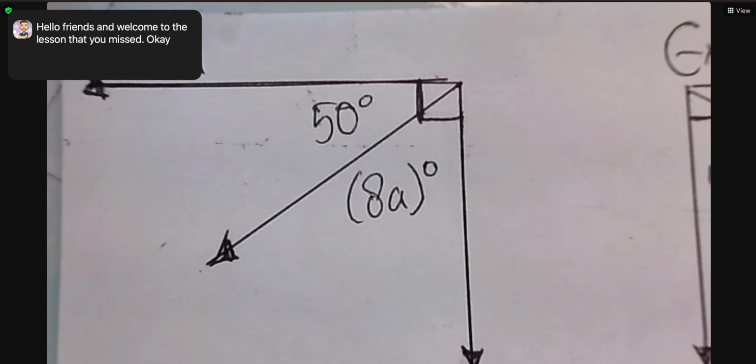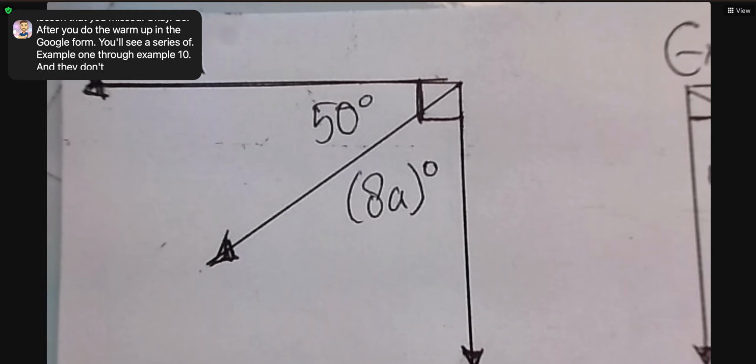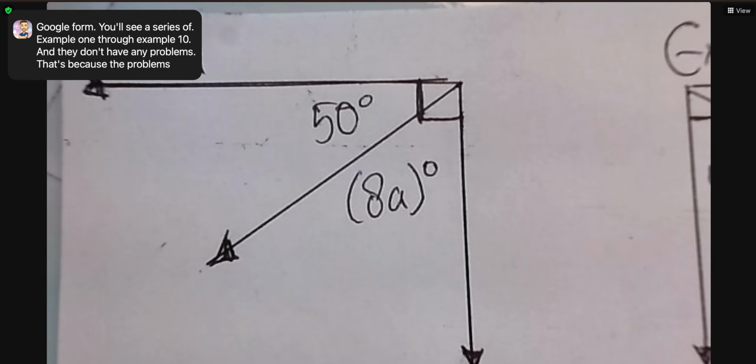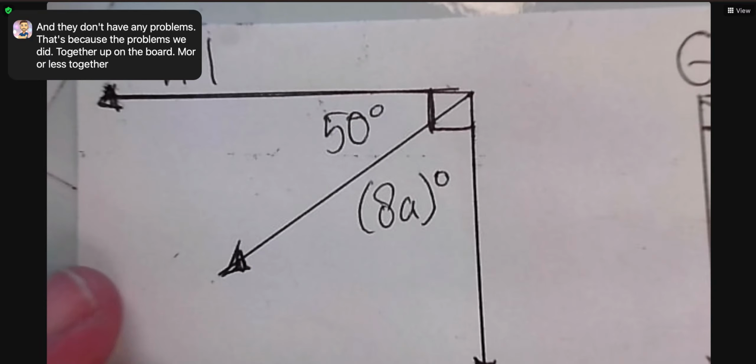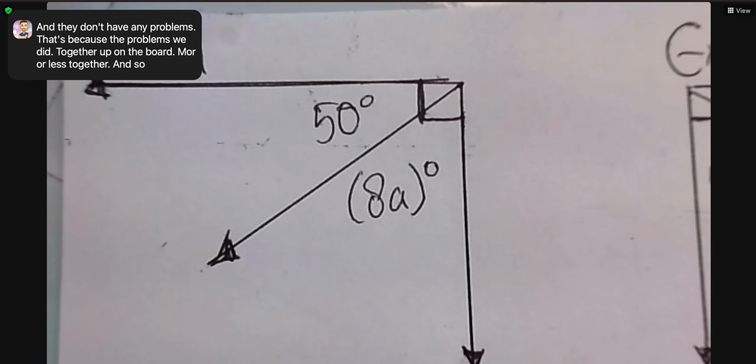So, after you do the warm-up in the Google form, you'll see a series of example 1 through example 10, and they don't have any problems. That's because the problems we did together up on the board, more or less together. And so, to give that same set of examples, we're going to do it here, and then you're going to have to pause the video at regular times and go and type in your answer into the Google form.